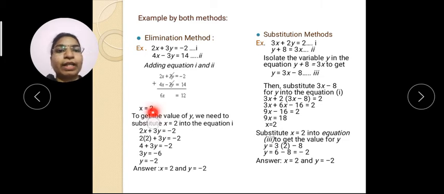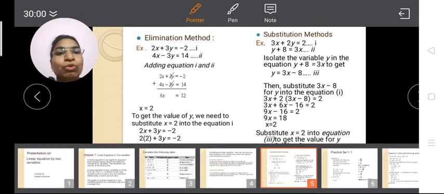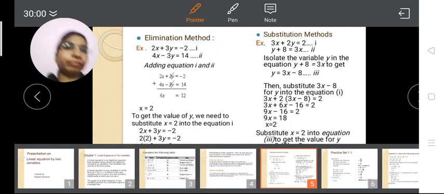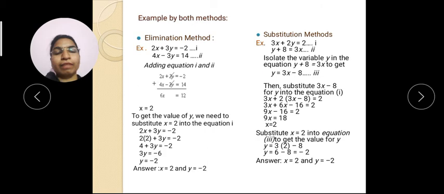So what will you get as the answer? x is equal to 2 and y is equal to minus 2. So these are the solution of the given simultaneous equations.